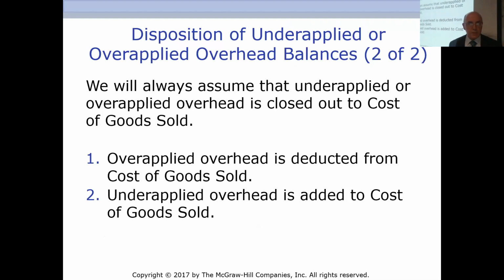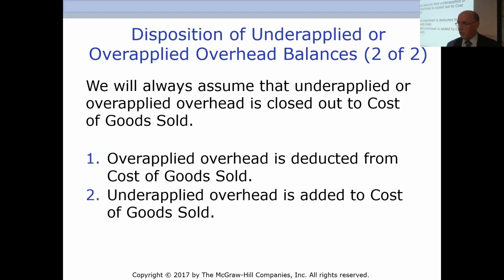So anyway, disposition is a fancy way of saying what are we going to do with this difference. Disposition of underapplied or overapplied overhead balances, we already discussed it. We will always assume that underapplied or overapplied overhead is closed out to cost of goods sold because the authors say so. Number one, overapplied, meaning overestimated overhead, is deducted from cost of goods sold. If you thought cost of goods sold was going to be 100,000 and it was really 95,000, you've overestimated.